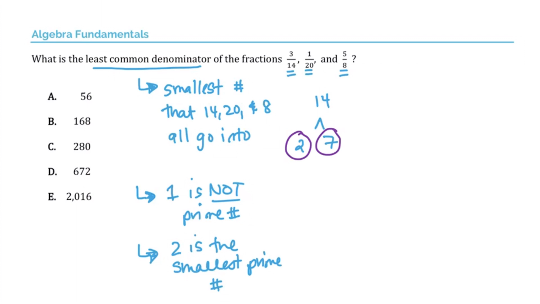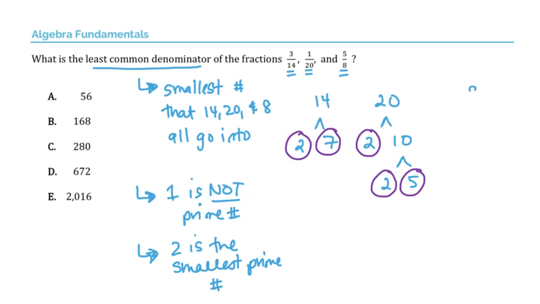Now let's do the same thing with 20. Again, always start with 2, our smallest prime number. 20 is 2 times 10. 10 is 2 times 5. Can't go any further, right? Because those are now all prime numbers. So to have a 20 go into something, I need a 2, and a 5.